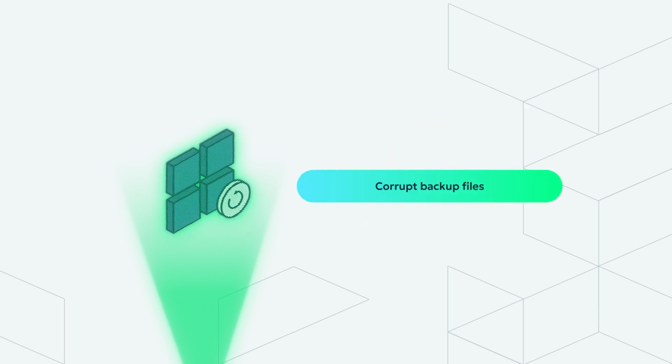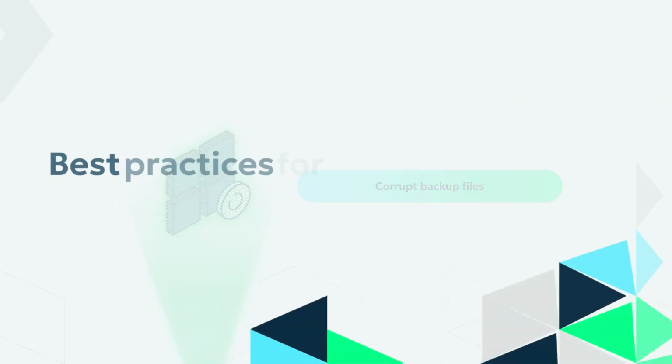Corrupt backup files. If backup files become corrupted, it may be due to hardware issues or system shutdowns. Run chkdsk E: /F. Replace E: with your drive letter to scan and repair errors. Consider switching to a more reliable storage medium.